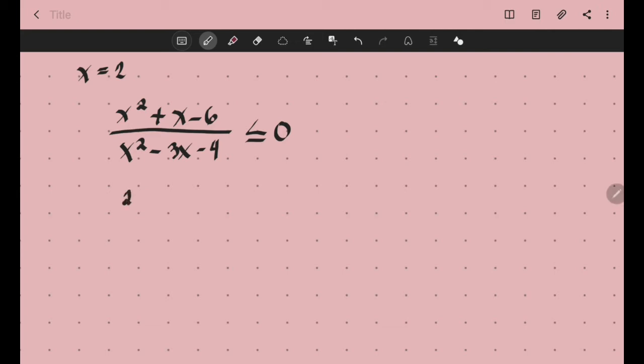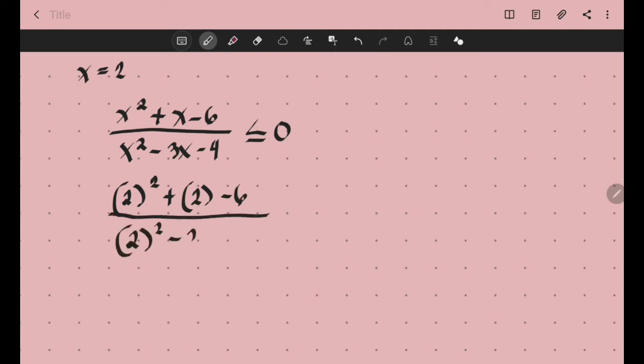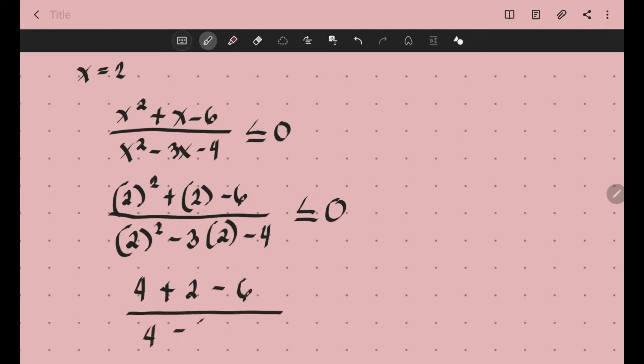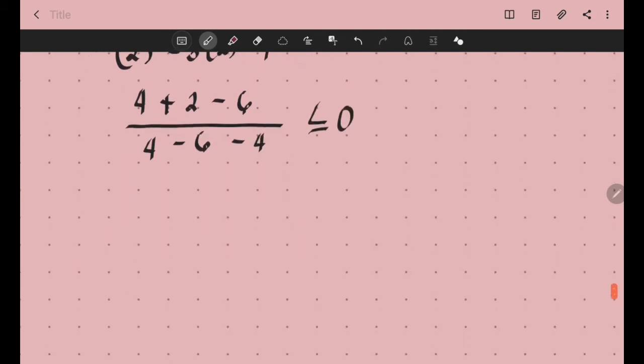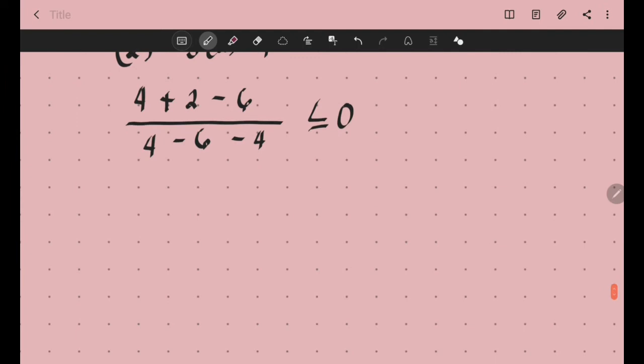So we have 2 squared plus positive 2 minus 6 all over 2 squared minus 3 multiplied by 2 minus 4. Is it less than or equal to 0? So we have 4 plus 2 minus 6 all over 4 minus 6 minus 4. Is it less than or equal to 0? So we have 4 plus 2 is 6 minus 6, that is 0. All over 4 minus 6 minus 4, that is negative 6. Is it less than or equal to 0?